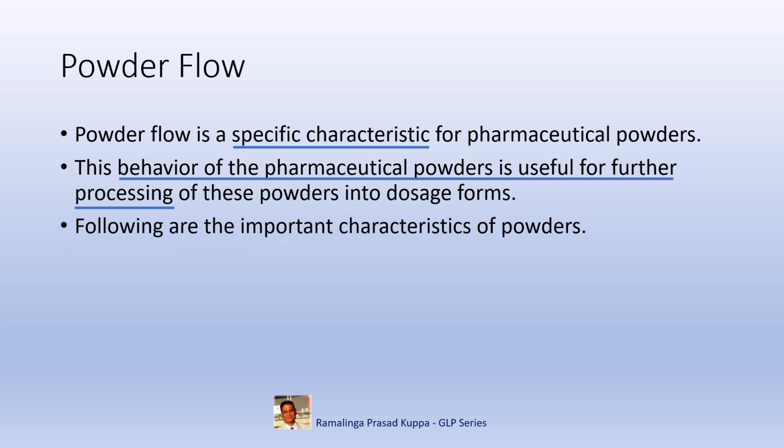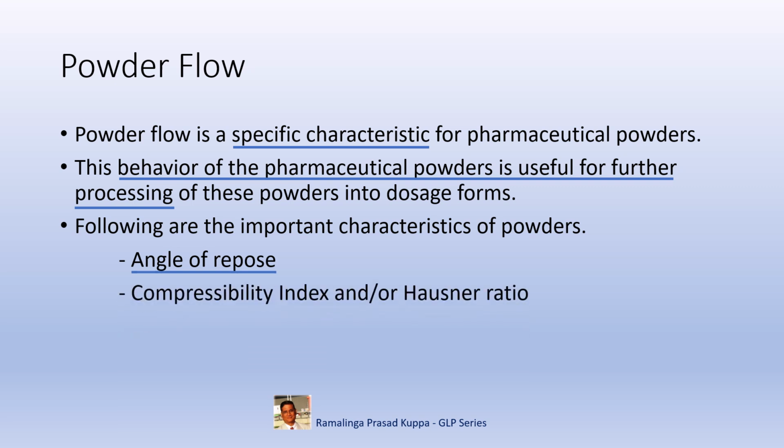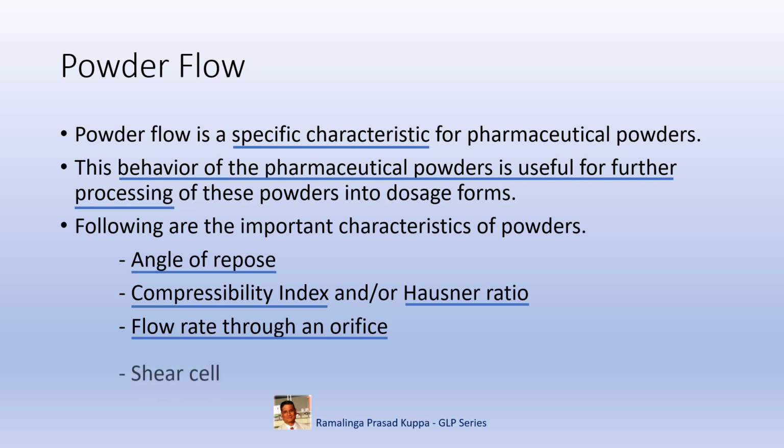Following are the important characteristics of powders: angle of repose, compressibility index or Hausner ratio, flow rate through an orifice, and shear cell. The last two are rarely used and hence not discussed in detail in this video.